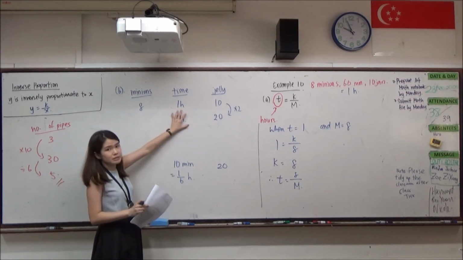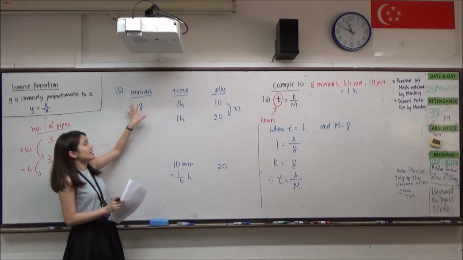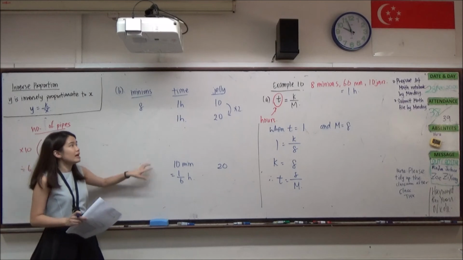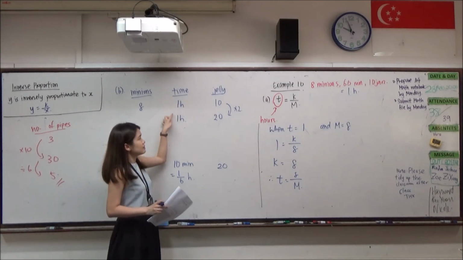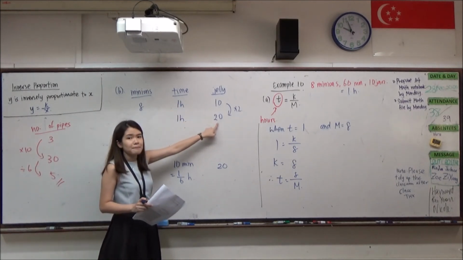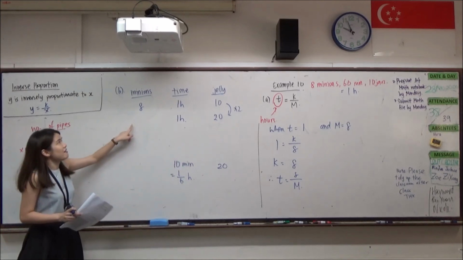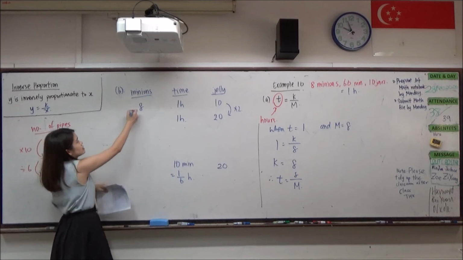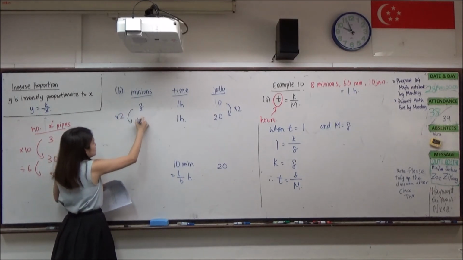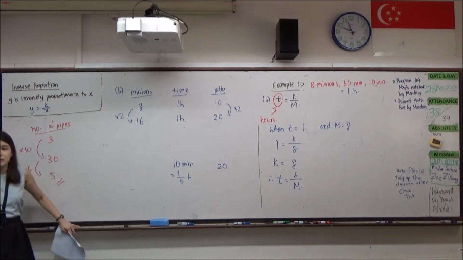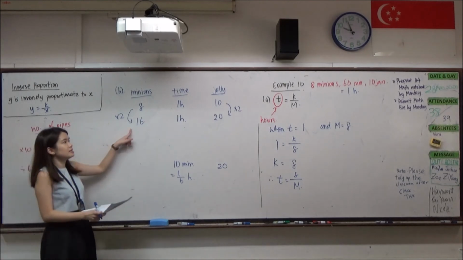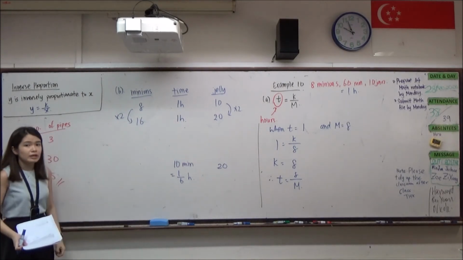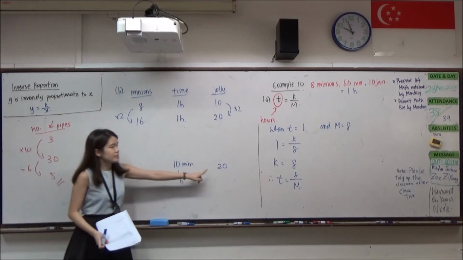So I keep this one. I look at the number of minions, because this is what I want to be affected at the end. I keep the same time. If I have more jelly, should I have more minions or fewer minions? More. So therefore I will times 2. I get 16 minions. So 16 minions can give me 20 jelly in 1 hour. So this is settled.